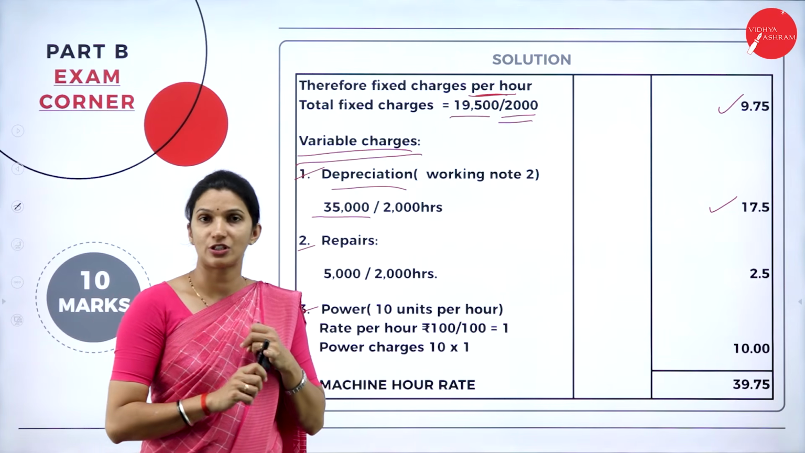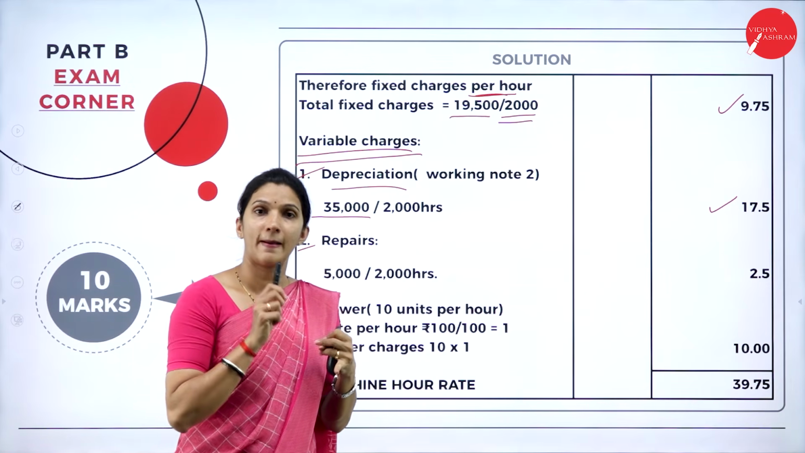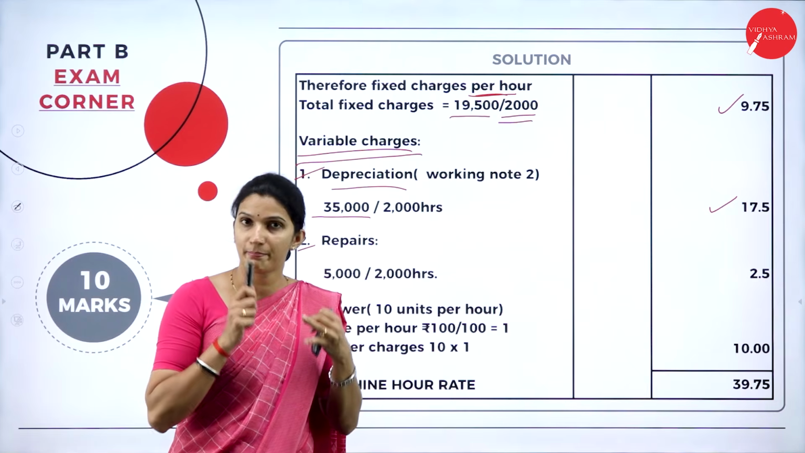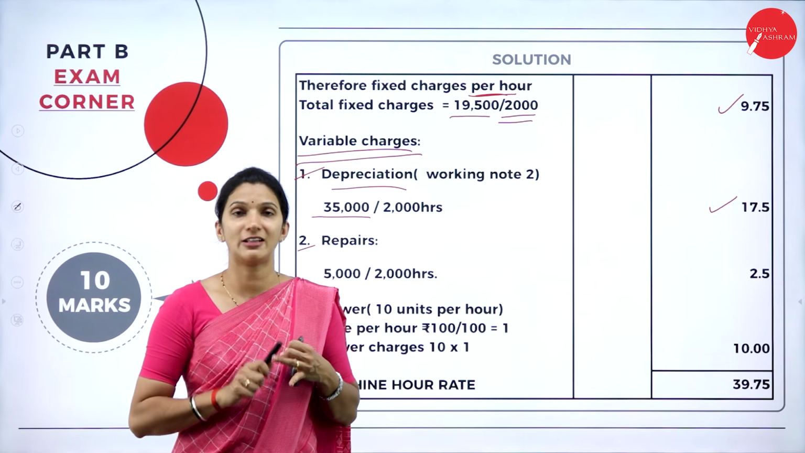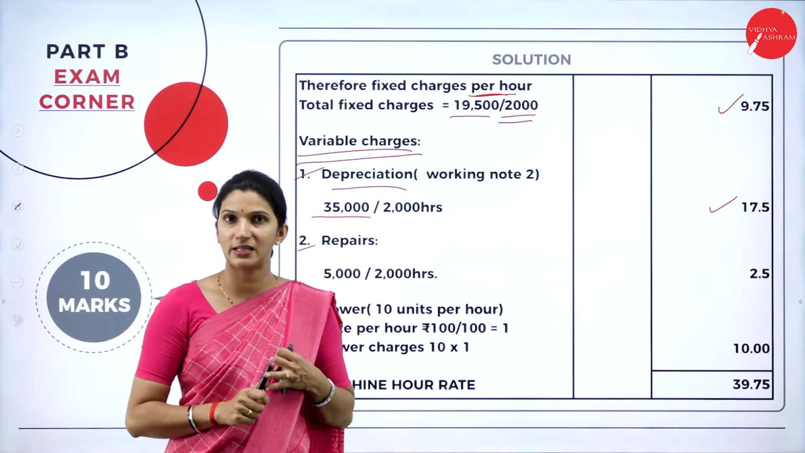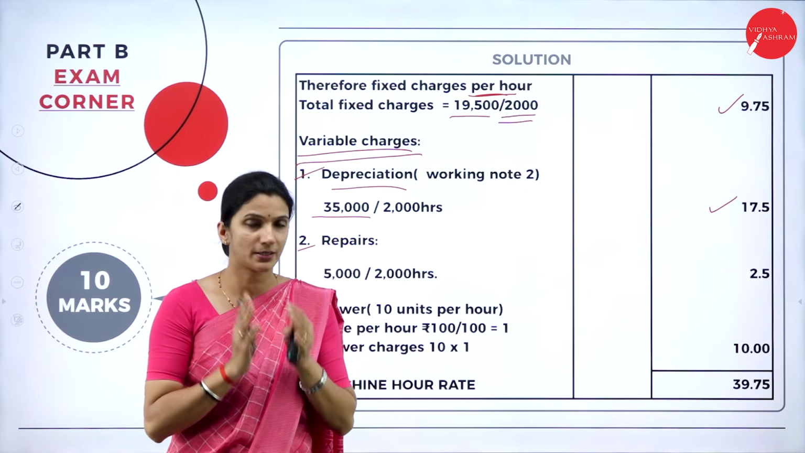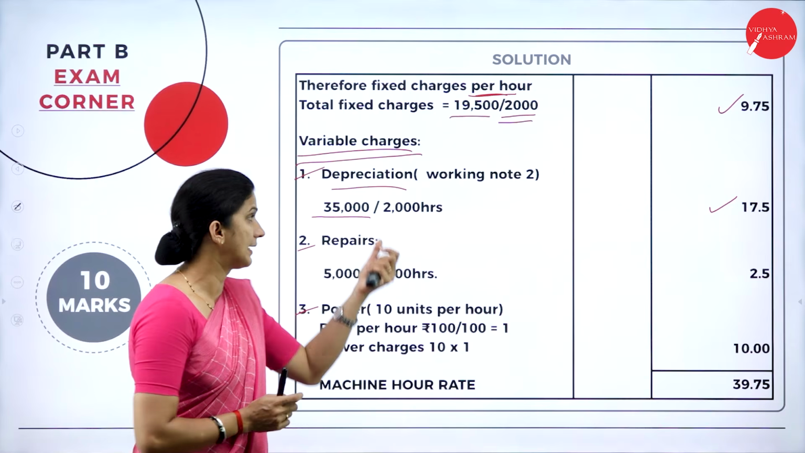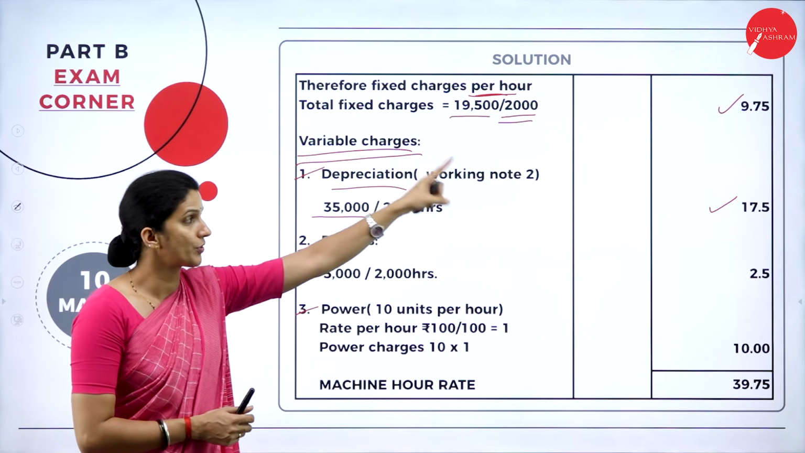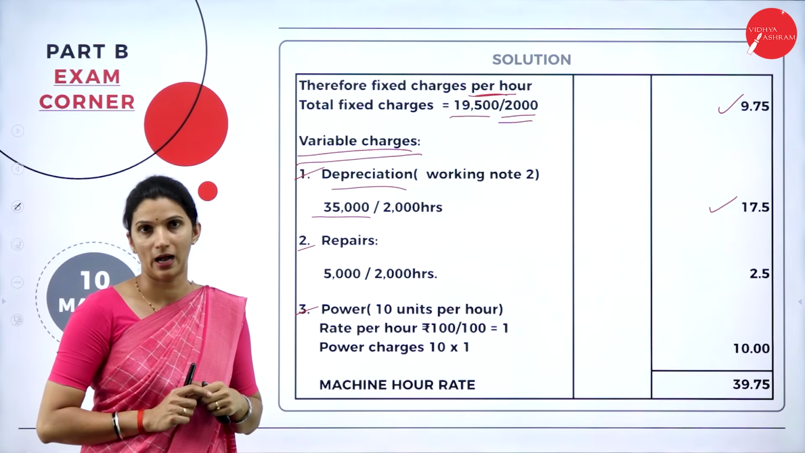Always your depreciation is equal to cost of the asset. Suppose if any installation cost is given, that has to be added, minus if there is a scrap value given, that has to be deducted, divided by your estimated life. So we will get depreciation per year. And then that has to be divided by the number of working hours. So we will get depreciation per hour.